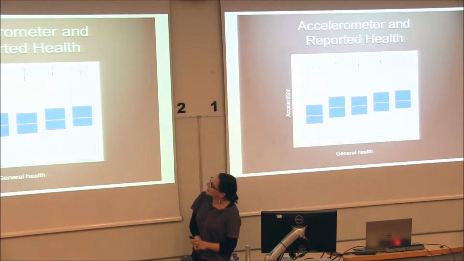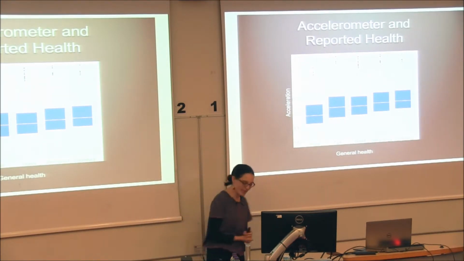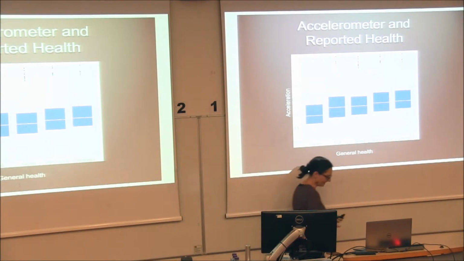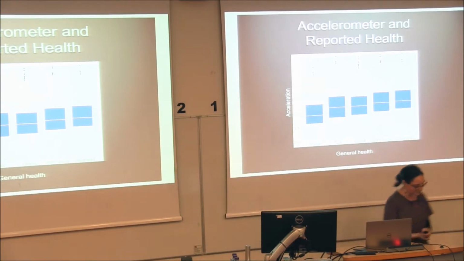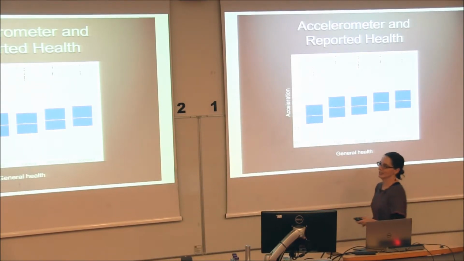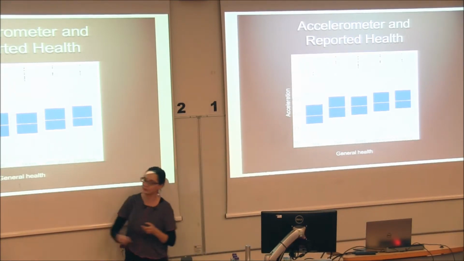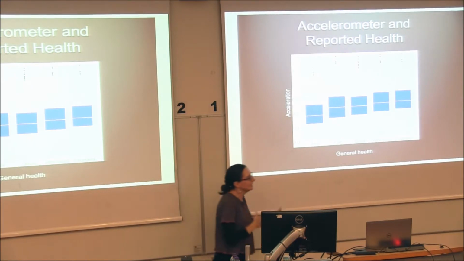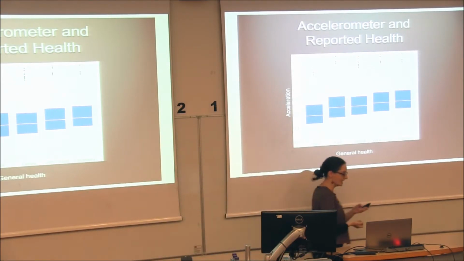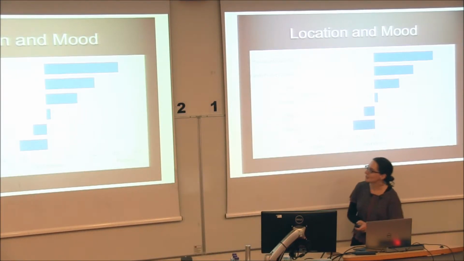We also used the reported health questionnaire and correlated it with the accelerometer. And it looks like even there is a sort of trend. If you reported good health, you were likely to have an aggregated mood measurement that was a bit higher than others.